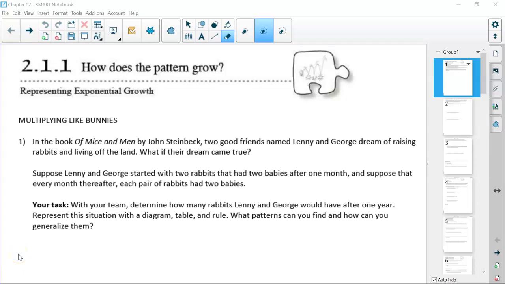Welcome to Chapter 2. Chapter 2 is all about sequences and equivalents. The first half of the chapter is going to be all about sequences. So what we're going to be talking about today is representing exponential growth.